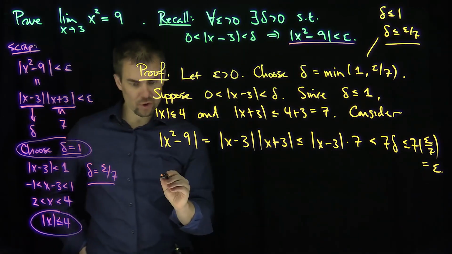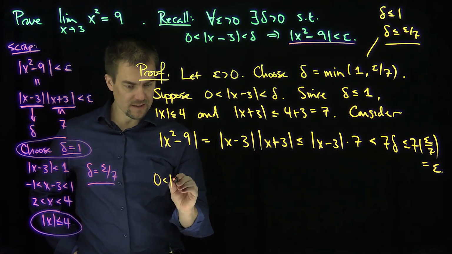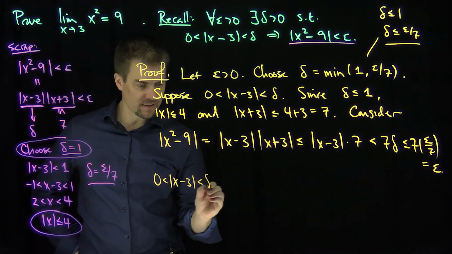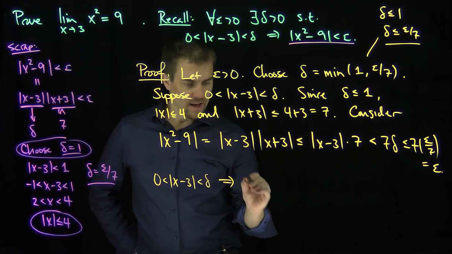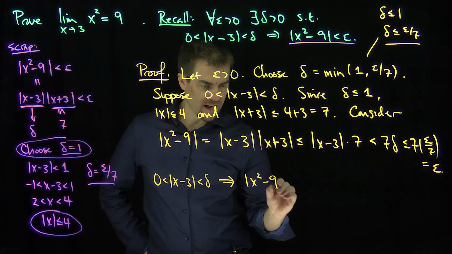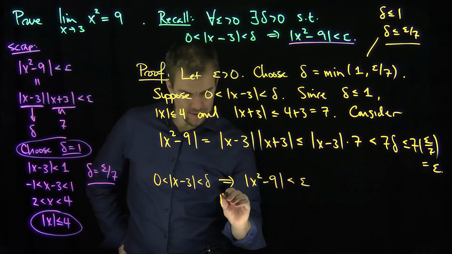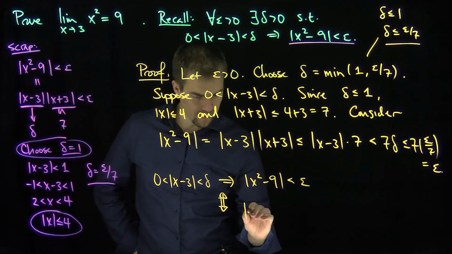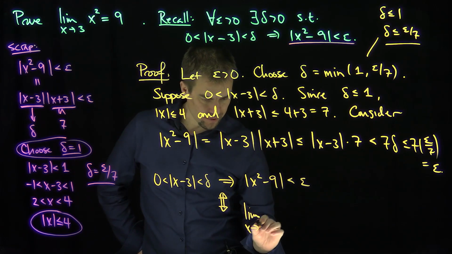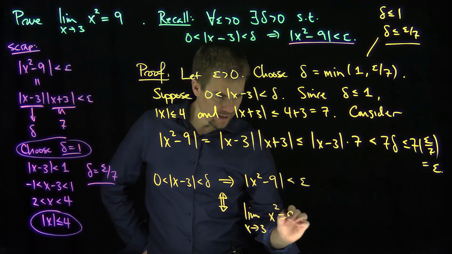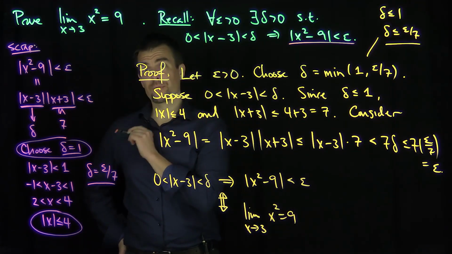So what have we shown? We've shown that if 0 is less than |x minus 3| less than delta, then |x squared minus 9| is less than epsilon, and this is exactly equivalent to saying that the limit as x approaches 3 of x squared is equal to 9, and that's the formal proof of this fact.